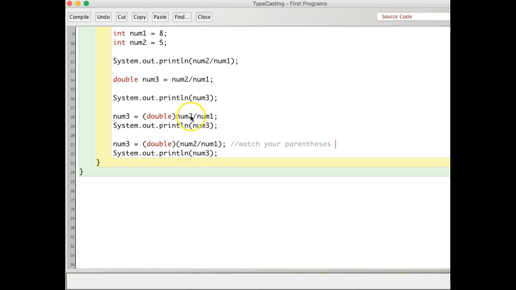Momentarily changing the type of a variable in order to make it the type of output that you desire.